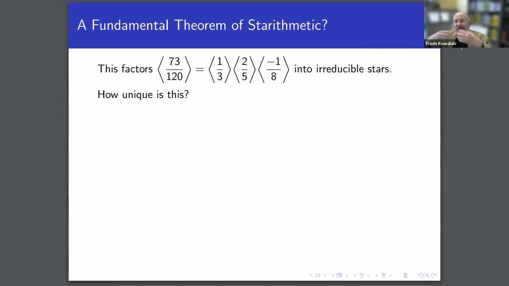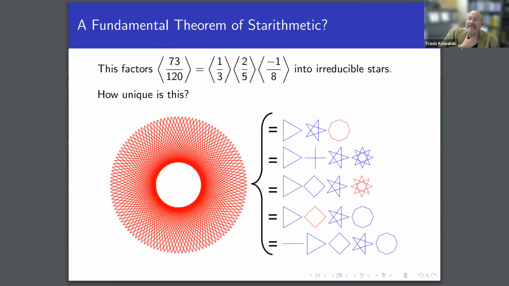If this factorization were unique, we'd have something called a fundamental theorem. And unfortunately, it is really not unique. There are infinitely many ways, in fact, to factor a star into irreducible stars. But in this list that I've shown here in symbols, you notice that they get longer and longer and longer.